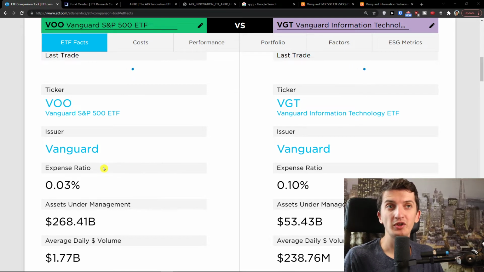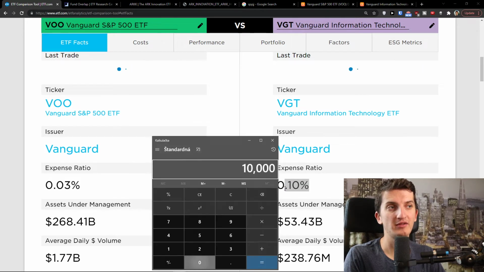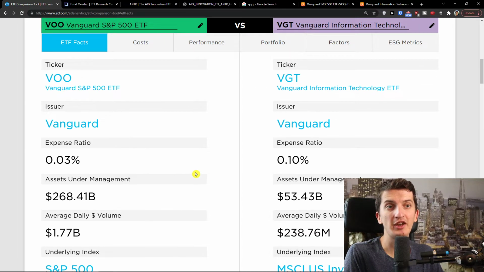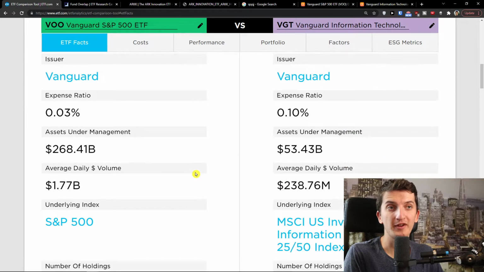Now, expense ratio: you see that VOO is 0.03, 0.10 is VGT. What does it mean? Let's say that you would invest $10,000, you would pay a $3 fee for VOO. For VGT, you would pay $10, because if you calculate it, 10,000, $10. You see it right here. Assets under management, you can see clearly that VOO got a higher amount of assets.